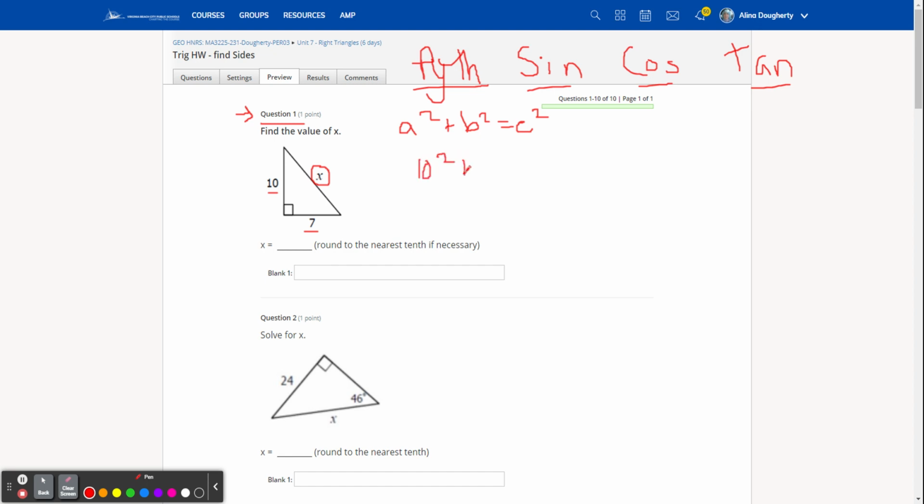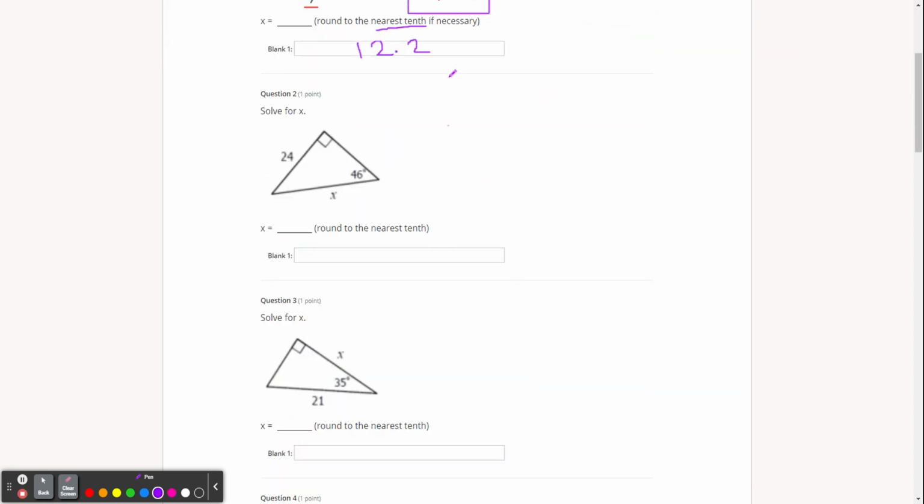So in my calculator, I'm going to do 10 squared plus 7 squared equals C squared. What is 10 squared plus 7 squared? So 149, absolutely. And then what do I do now? Is my answer 149? I got to square root both sides, right? So you got to square root that 149. When you square root the 149, what do you get? 12.2. And that's rounded to the nearest tenth. Okay. What about question 2?